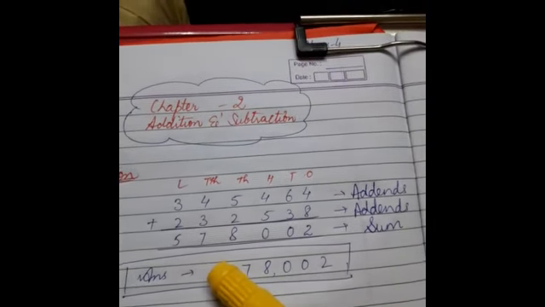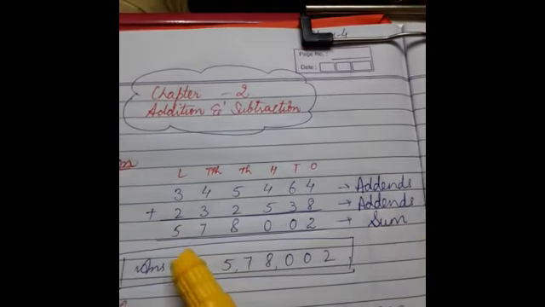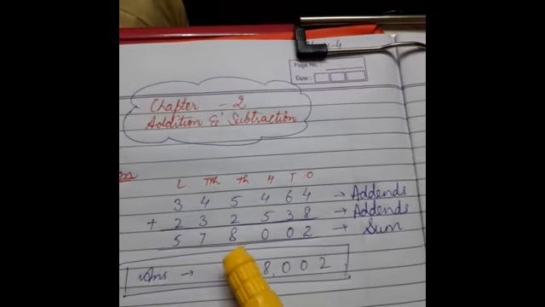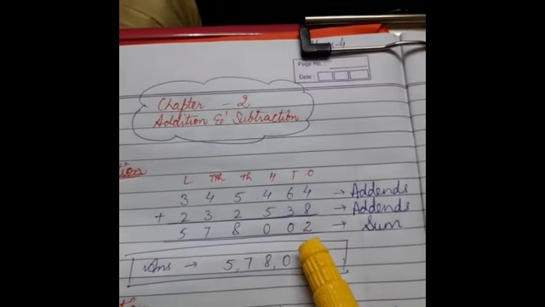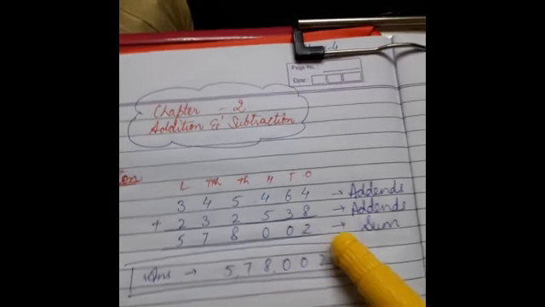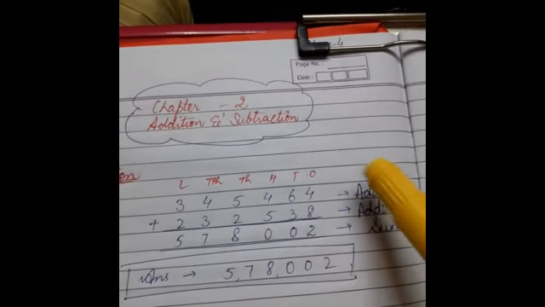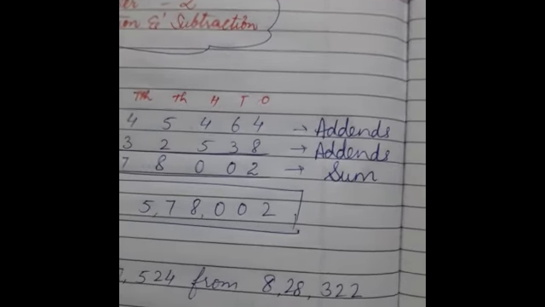So the answer which we obtain after adding these two numbers is called the sum, and that is 5,78,002. Remember one thing, whenever we are adding two numbers or three numbers, the sum is always greater than the addends. And now you have to solve these questions and practice a lot.